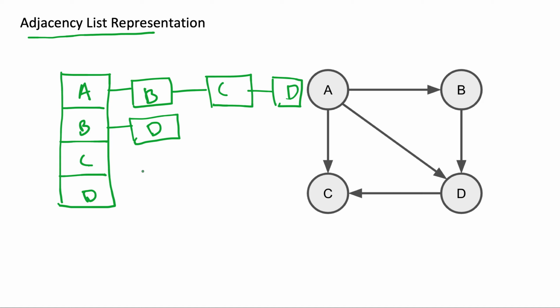Okay, then for C I do not have any vertices connected, so this C will remain blank. Then for D I have only one vertex, that is C. Okay, so this is how you can represent a graph using adjacency list representation.